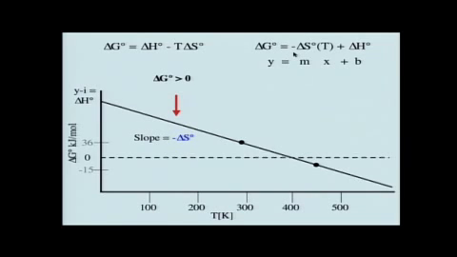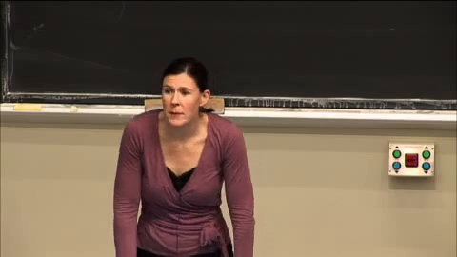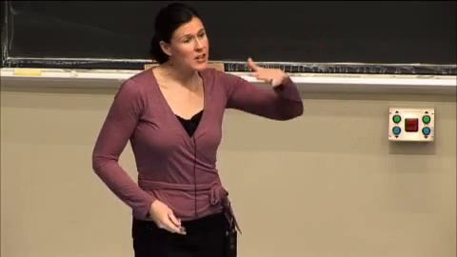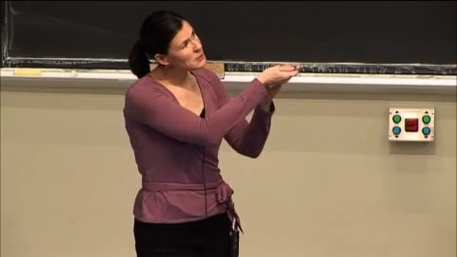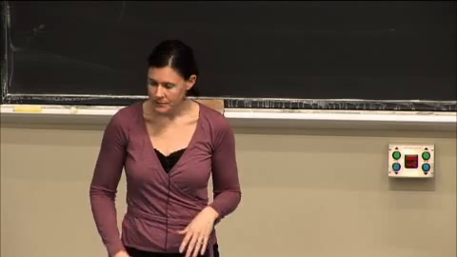So again, what I want to point out is that any time we're at a temperature that's lower than this change in temperature here, we're going to find that delta G is greater than 0, and we're going to be dealing with a non-spontaneous reaction. However, if we move our temperature up and up and up, so we go across the graph this way, eventually we'll hit a point where if we're above that temperature, we'll find that delta G is less than 0, and now we have a spontaneous reaction.